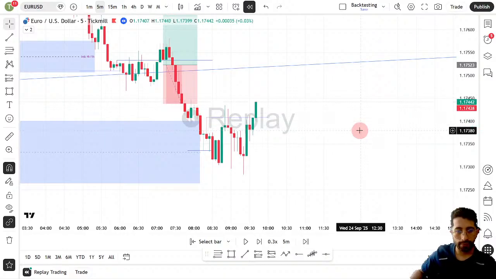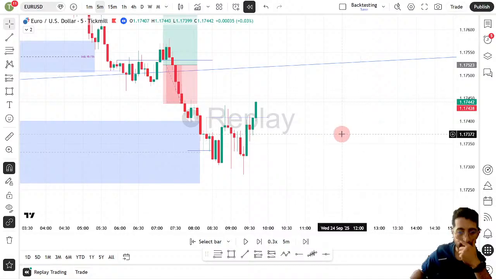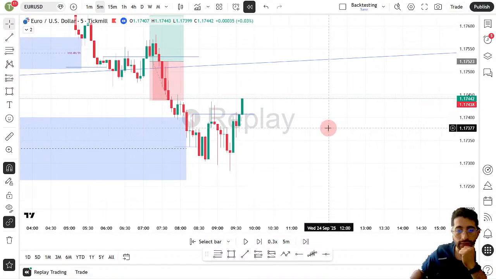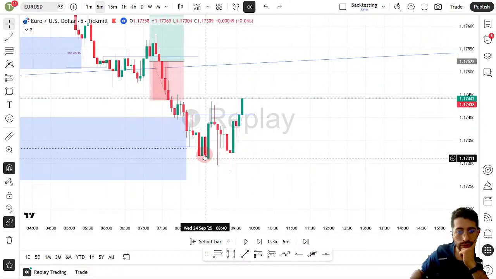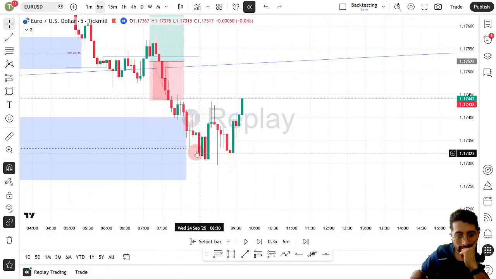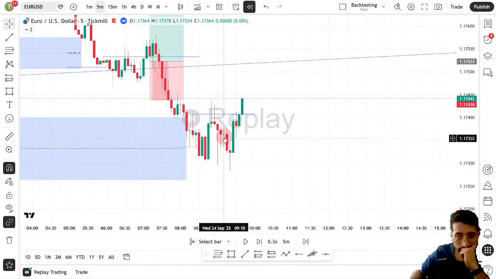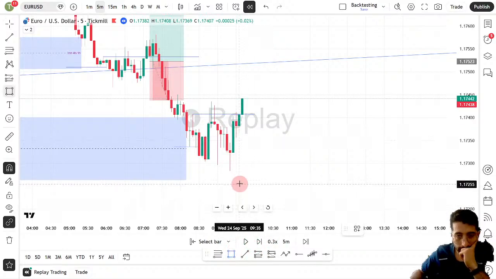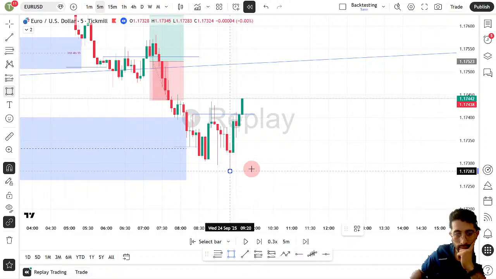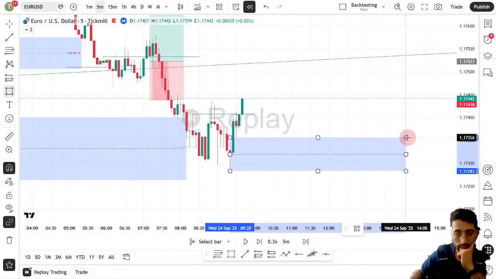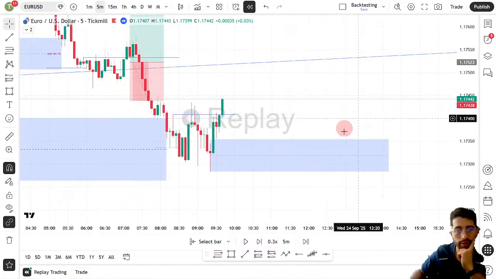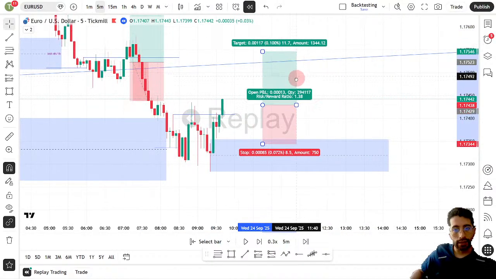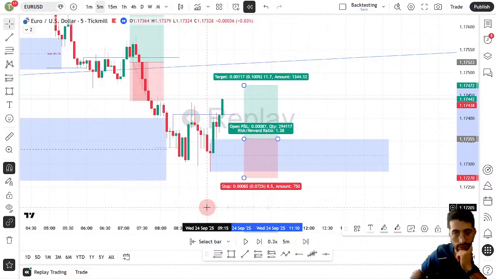Nope, not yet. Now we have it. All right, now we have to enter in a decisional, which is made right. Take out of liquidity, break of structure right here, and this will be the order block in which we're gonna enter, here and here. Perfect. And again, let's see if this order actually works or not.